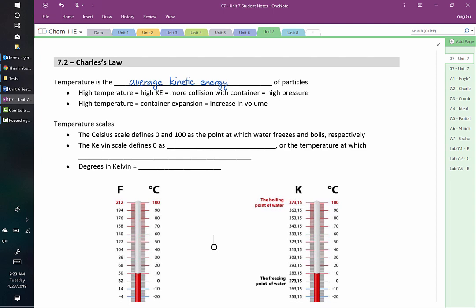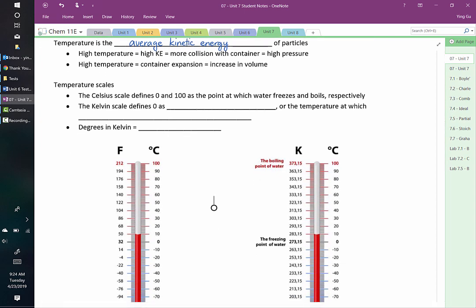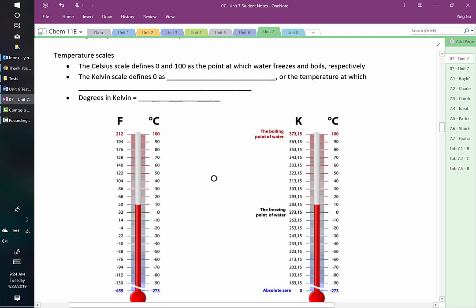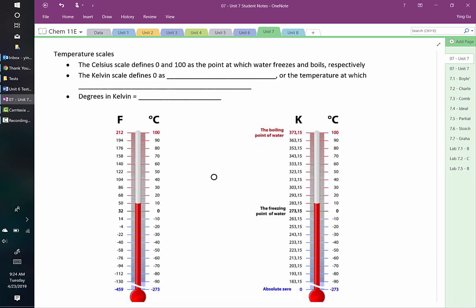Let's talk about the scales that we use to measure temperature. Now, because we are in Canada and we belong to the 95% population that uses the metric system, we use the Celsius scale. And the Celsius scale is an invention. We made it up. We created it by defining 0 as the point at which water freezes and 100 as the point at which water boils. And then we just separated the 2 points with equal distant increments going from 0 to 100.